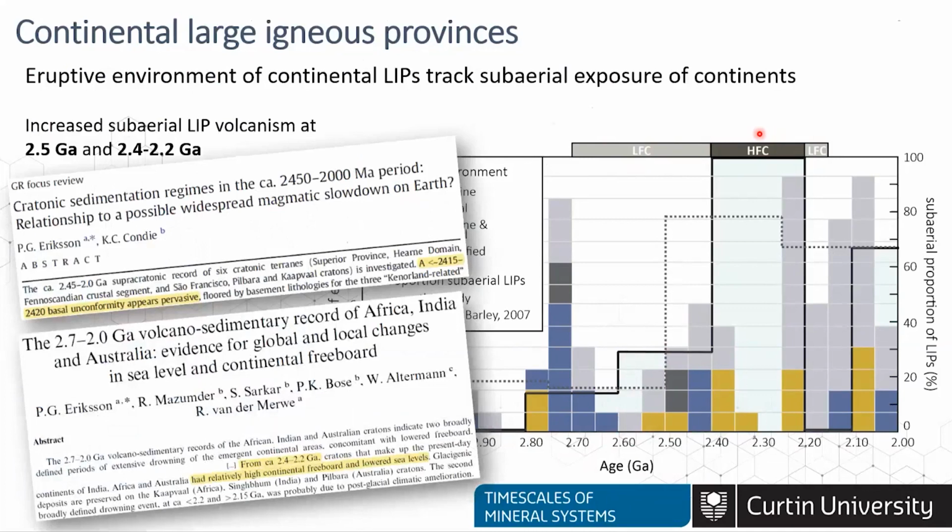So these are two papers by Eriksson and others, and they suggest that there is a circa 2.4 basal unconformity that is pervasive on 6 different cratons, which they interpret as being related to a rapid sea level drop. And then furthermore, they suggest that the time interval from 2.4 to 2.2 GA was a time of globally high freeboard conditions, followed by a drowning event. So this all seems to agree really well with what we see in the large igneous province record.